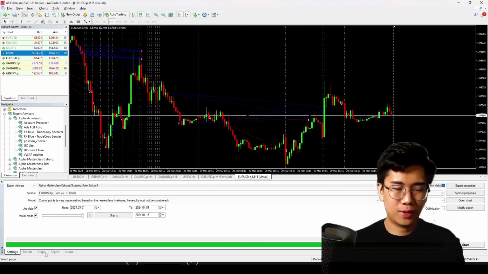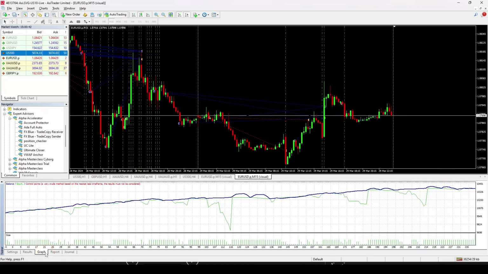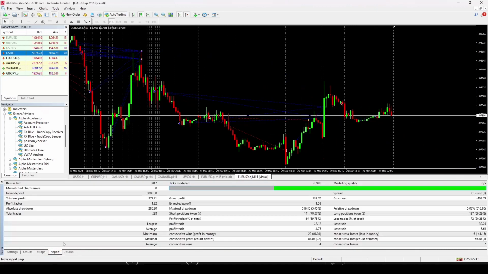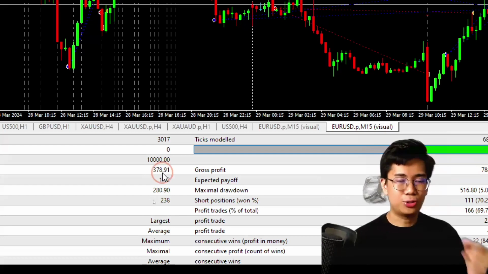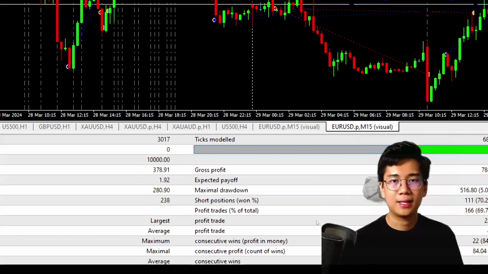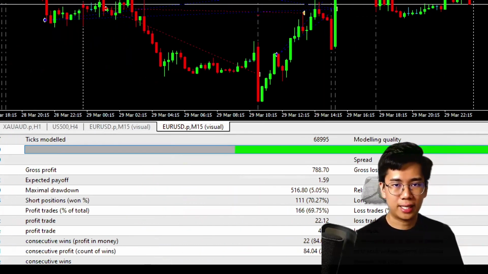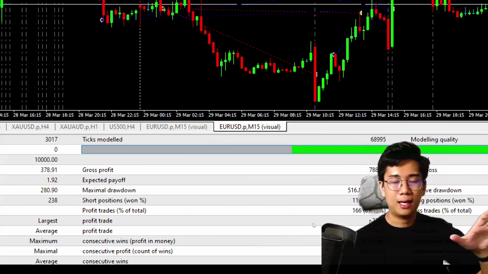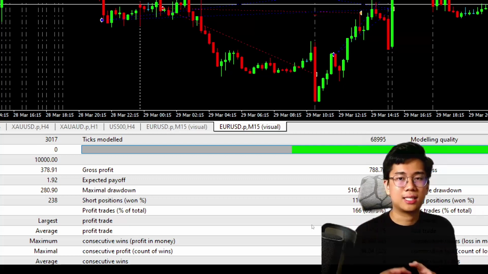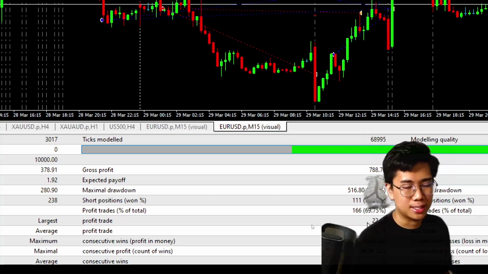3, 2, 1, the result. It's a straight line. Alright, it's a super consistent result, even though you do it super randomly, super aggressive, no brain. $378 profit. The drawdown is only 5%, meaning that maximum risk is only 5%, and your win rate is 69.75, which is about 70% win rate.